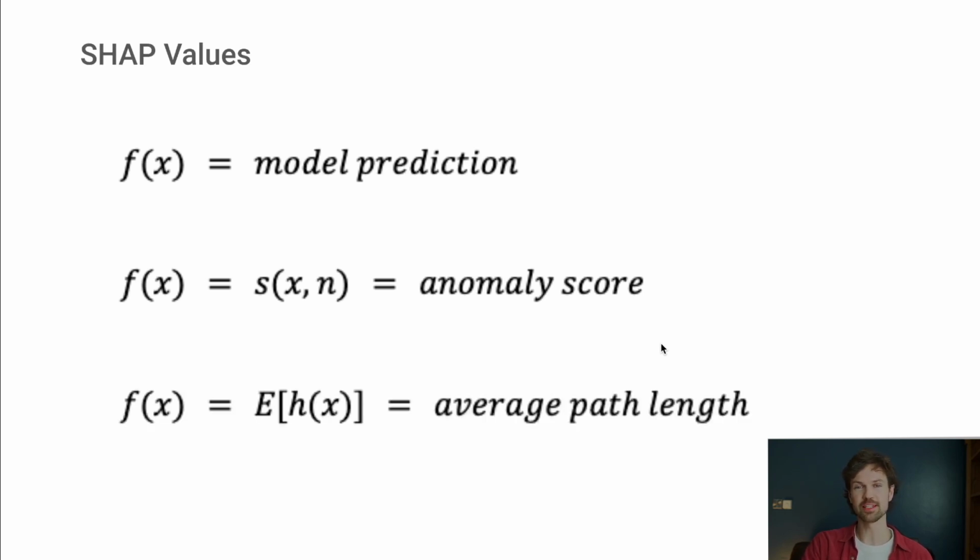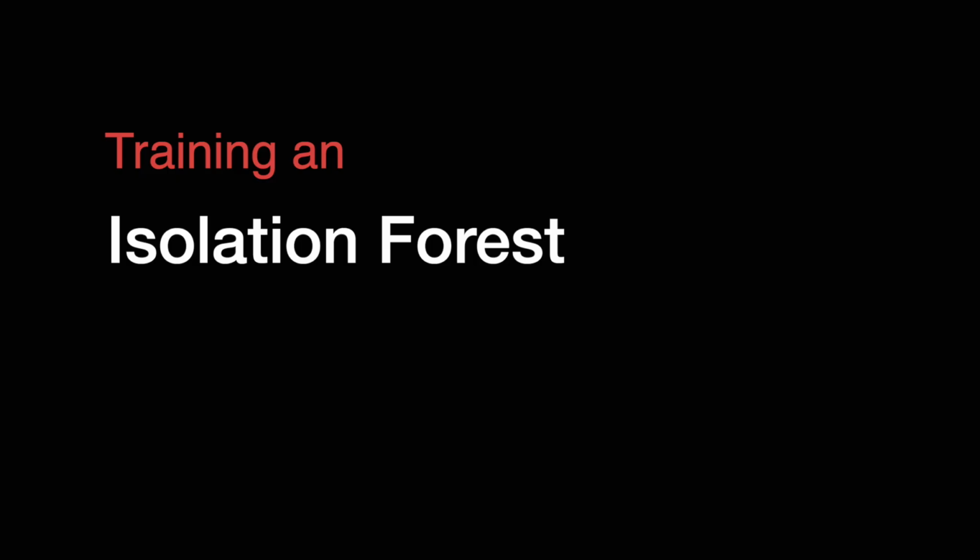And as we'll see when we use TreeSHAP, f of x actually defaults to simply the average path length. And we'll discuss that a little bit more in depth when we get to that section. Okay, with all that theory behind us, let's jump to the notebook.